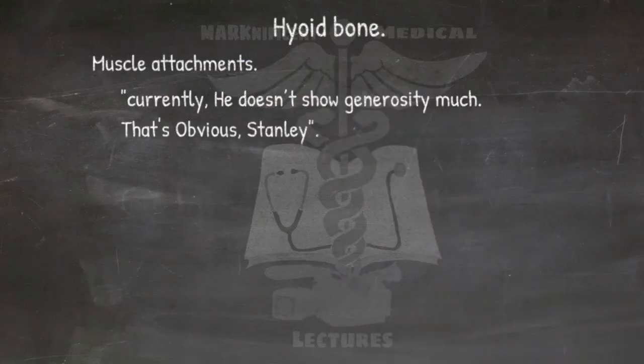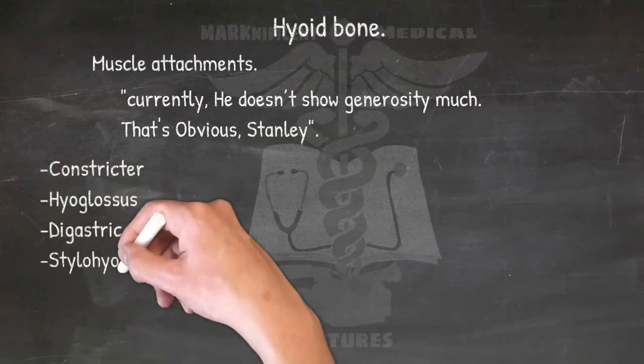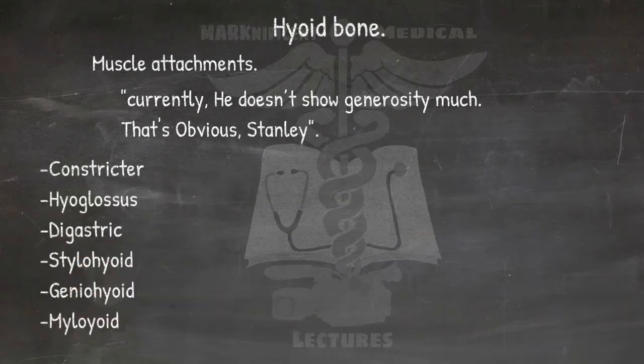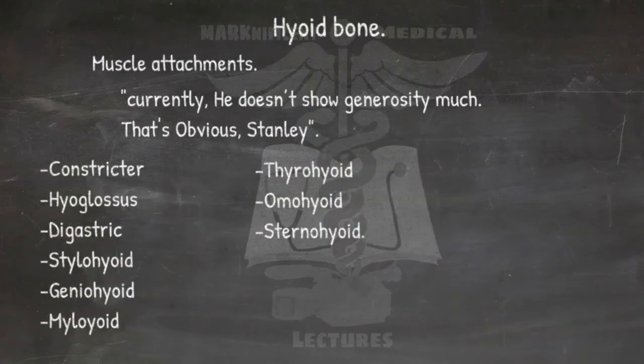The first sentence is for 6 muscles attaching superiorly, the second sentence is for 3 muscles attaching inferiorly. Both sentences are in order from lateral to medial. Constrictor. Hyoglossus, digastric, stylohyoid, geniohyoid, mylohyoid, thyrohyoid, omohyoid, and sternohyoid.